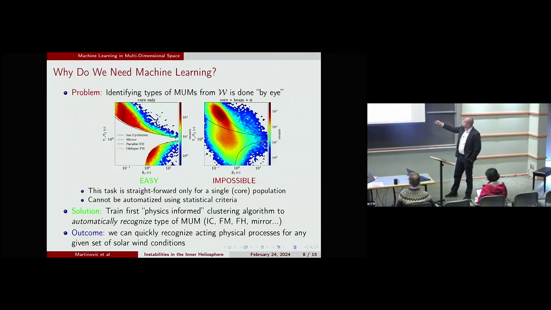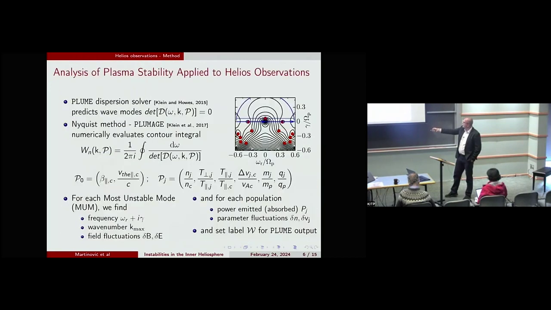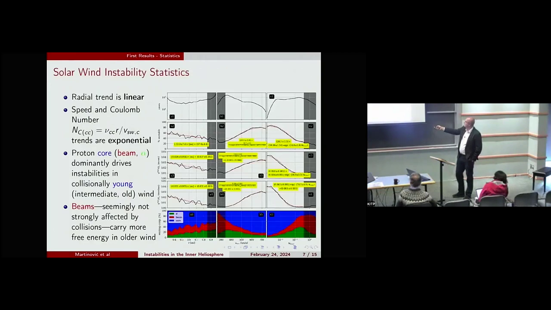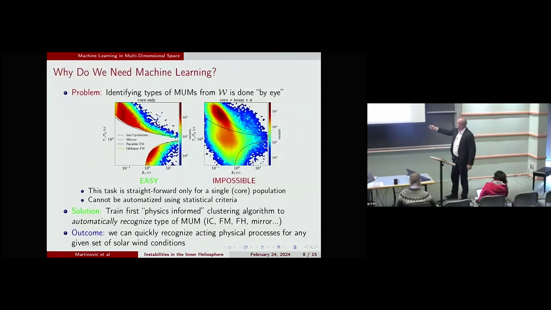We can actually estimate, if we look at only the core population. So you do stability analysis and you get this. You get your analytical thresholds for various instabilities: the whistler, mirror, parallel and oblique fire hose instabilities. And you see that your unstable intervals are very well confined within those thresholds. So everything which is inside here is stable. And you can kind of guess which instability is acting for which measurement.